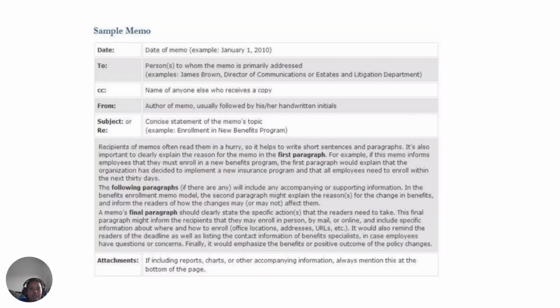Okay, so this is an example of a memo that is lifted from the web.